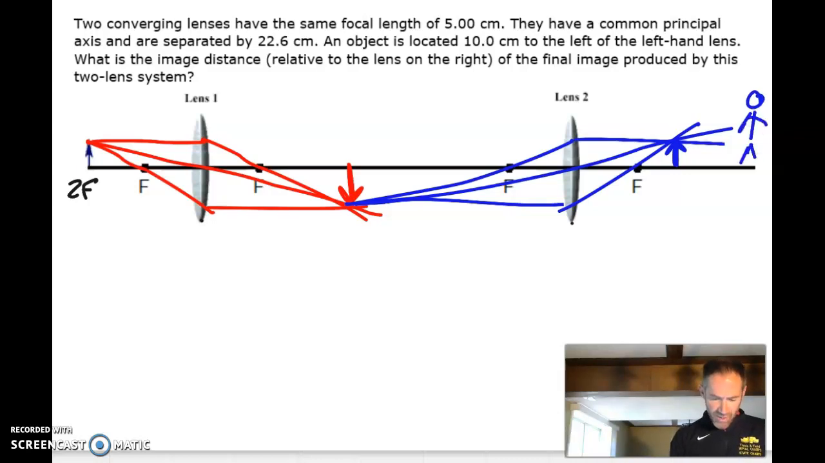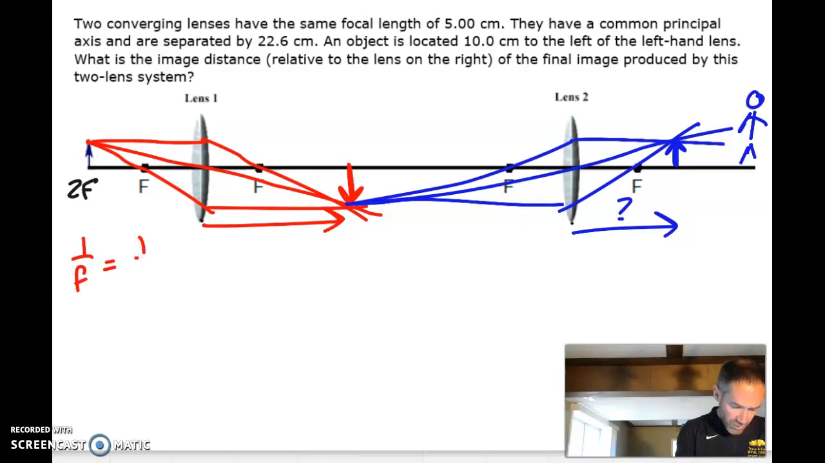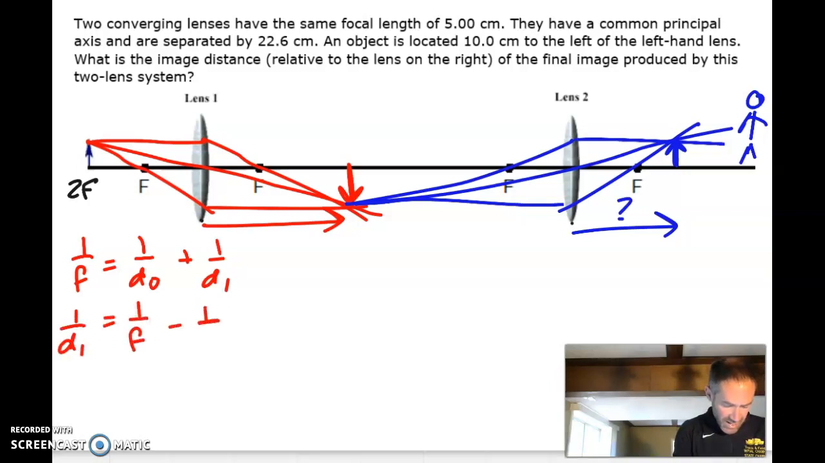Okay, so they want to know how far this distance right here is. Easy enough. Why don't we first figure out how far this first DI is? We can subtract that from 22.6 to get what the DO is for the second lens, and then we'll go from there. So you remember the thin lens equation, 1 over f equals 1 over DO plus 1 over DI. And it seems like I'm using this to solve for DI all the time.